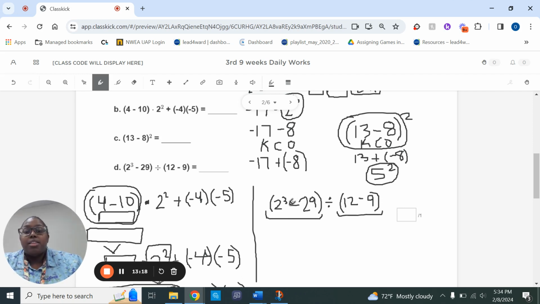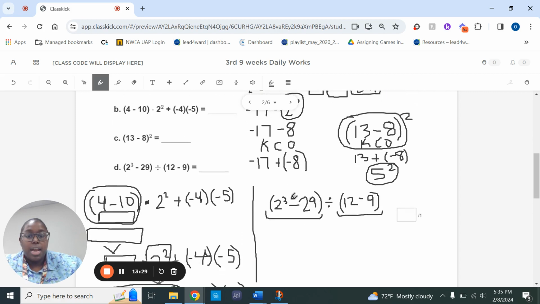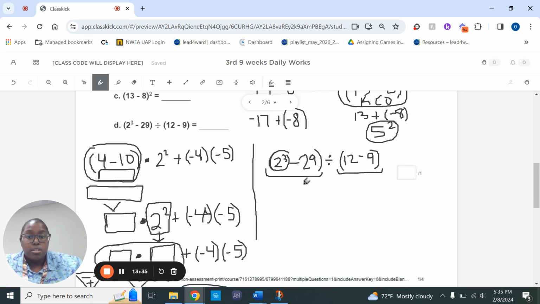All right, inside the parentheses though, I have two different things I could be doing. So let's go to the order of operations. Inside the parentheses, do I have any exponents? I actually do. I have this one. So I have to solve the exponent before I can solve anything else. So solve your exponent. That answer is going to go right here, minus 29.